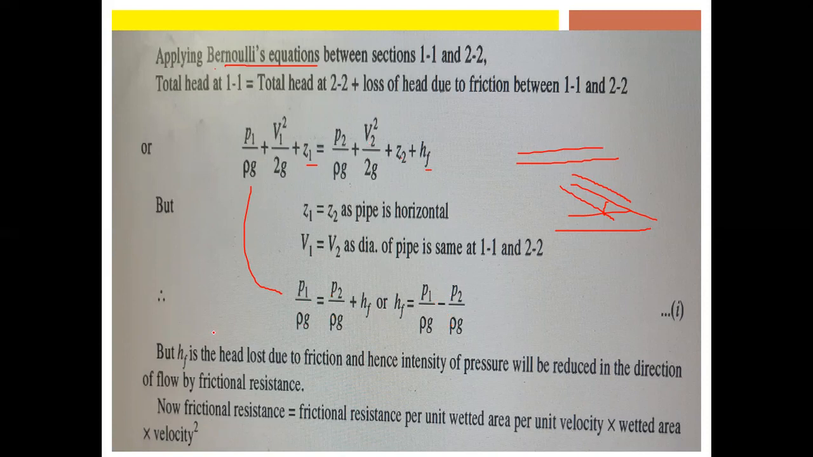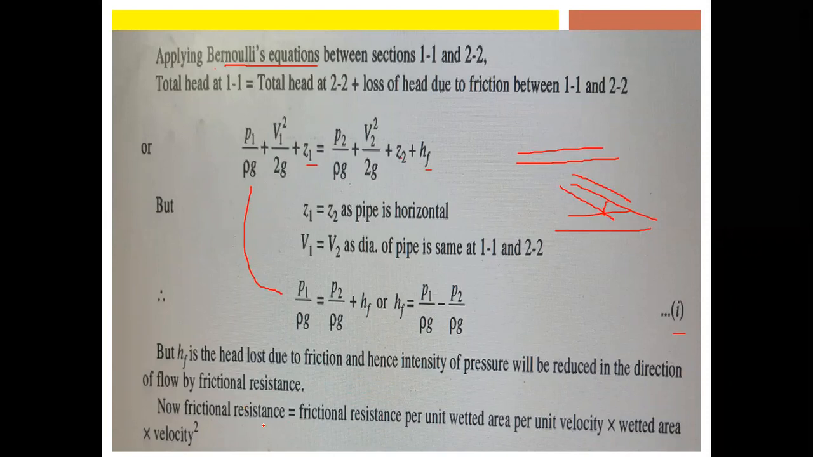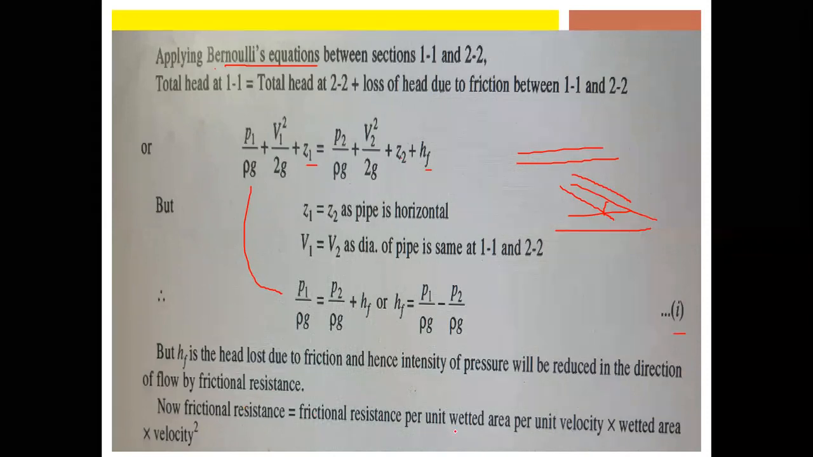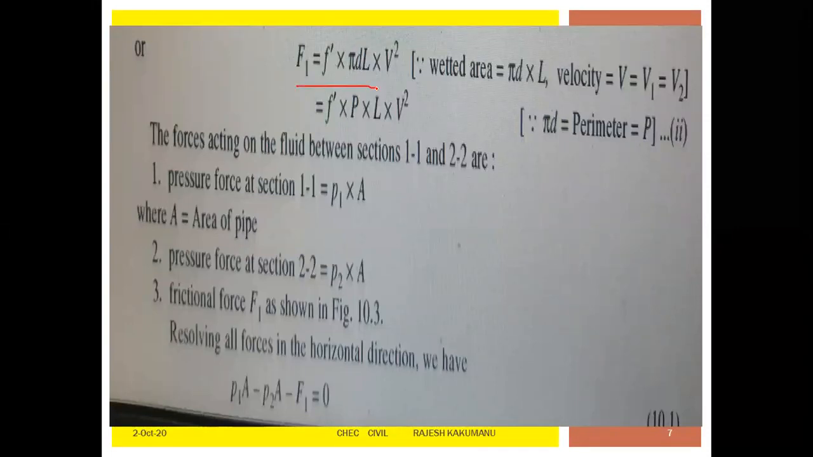So HF is the head lost due to the friction, and hence the intensity of pressure will be reduced in the direction of the flow by frictional resistance. So we consider this as one. Now frictional resistance is equal to frictional resistance per unit wetted area into velocity square. Therefore F1 is equal to F dash into pi d l into v square.